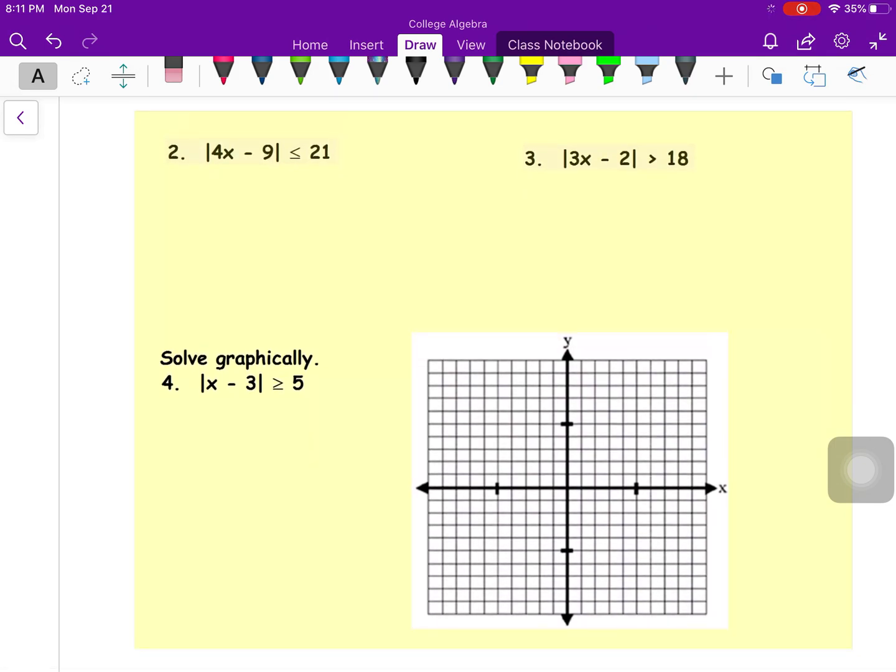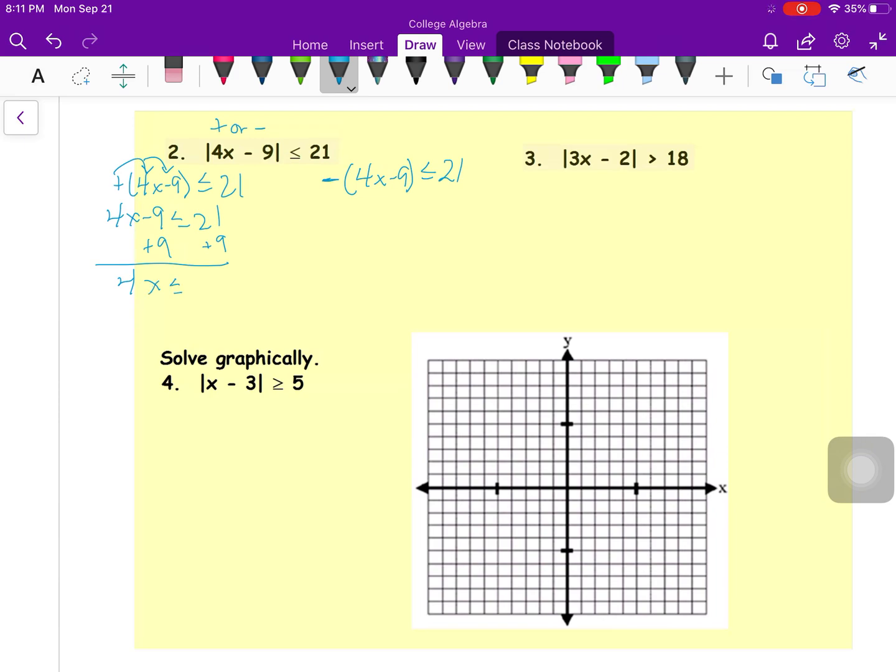So let's solve a few algebraically. I know I can put a positive or a negative in here. So the positive of 4x minus 9, or the negative of the quantity 4x minus 9. Now I am going to distribute this positive 1 throughout, and I just get 4x minus 9 is less than or equal to 21. I'm going to add 9. 4x is less than or equal to 30. I'm going to divide by 4. And I get x is less than or equal to 15 halves.